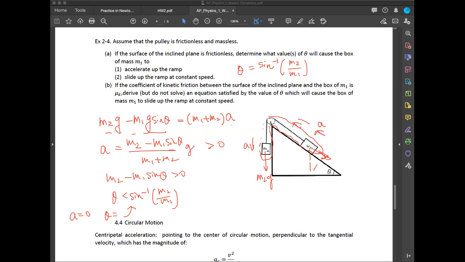All right, part B. If the coefficient of kinetic friction between the inclined surface and the box of M1 is mu k, derive an equation satisfied by the value of theta which will cause the box of mass M1 to slide up at a constant speed. When it slides up the ramp at a constant speed, it's in equilibrium, so A has to be 0. So we just set all the external forces on our object to 0.